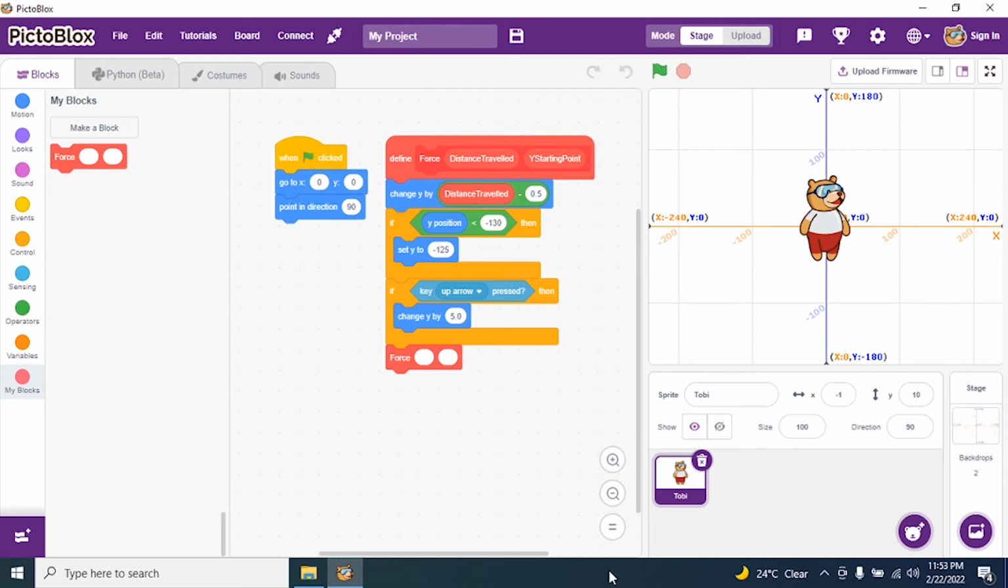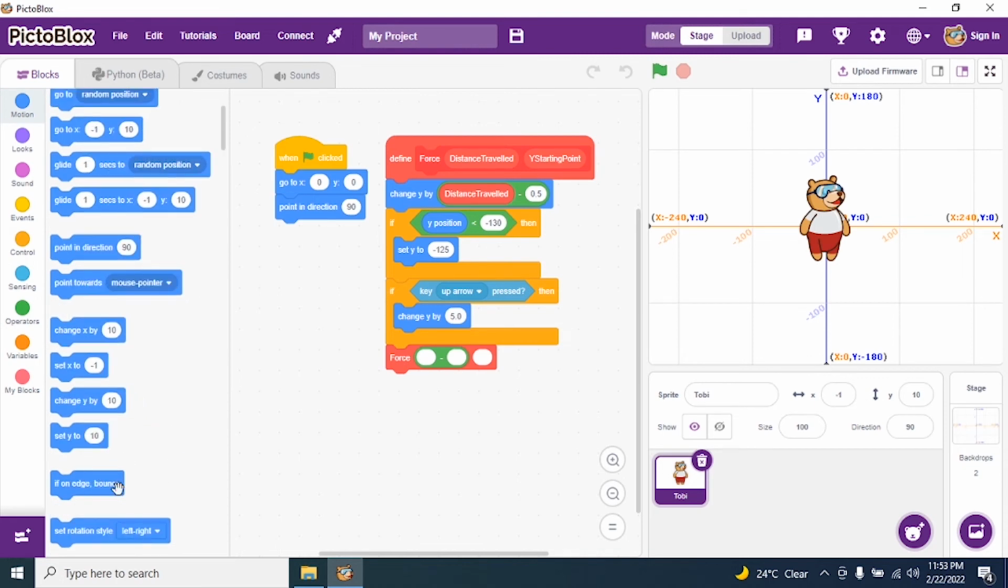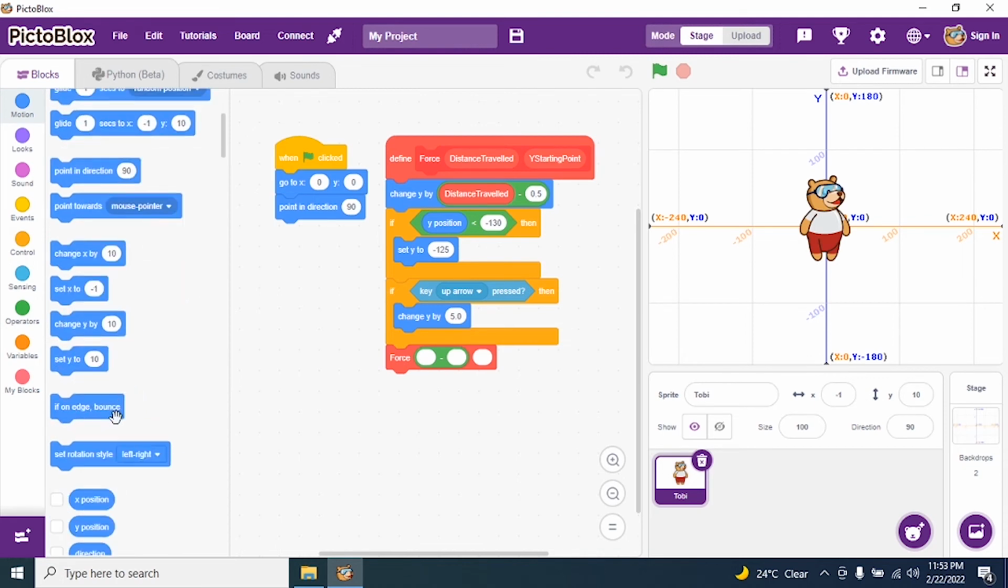And I say y position. So I use an operator. I go to operator and search for minus. Yes, so I say y position. So we are just using y position only. If y position minus starting point, that is y starting point. Y position, that is y axis, minus y starting point. It may be this starting point, it may be this starting point.